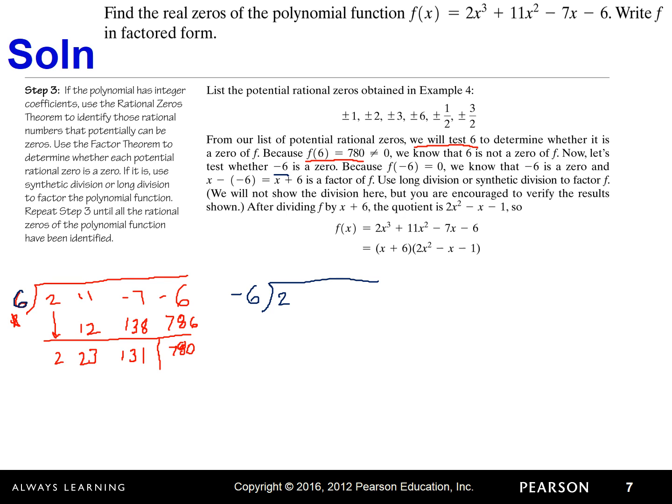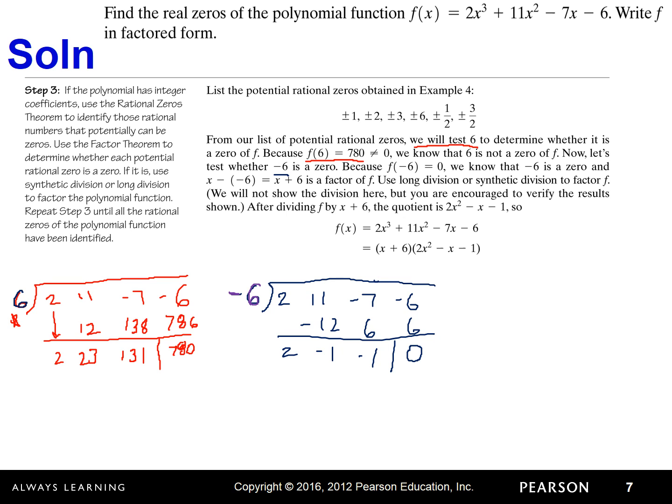Same coefficients, 2, 11, negative 7, negative 6. Bring down the first thing, multiply and add, multiply and add, multiply and add, and look at that, you do get a 0 remainder. So x minus negative 6, that is x plus 6, is a factor of f of x. And then, you know, we could go after those other factors.